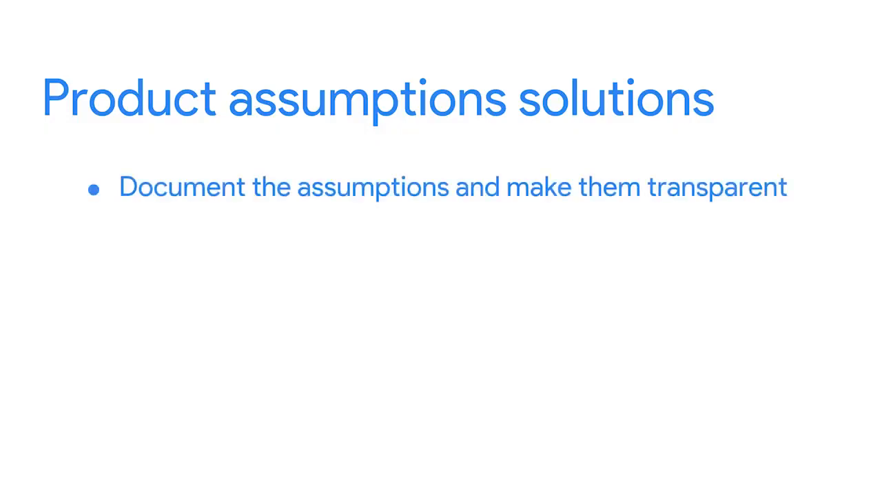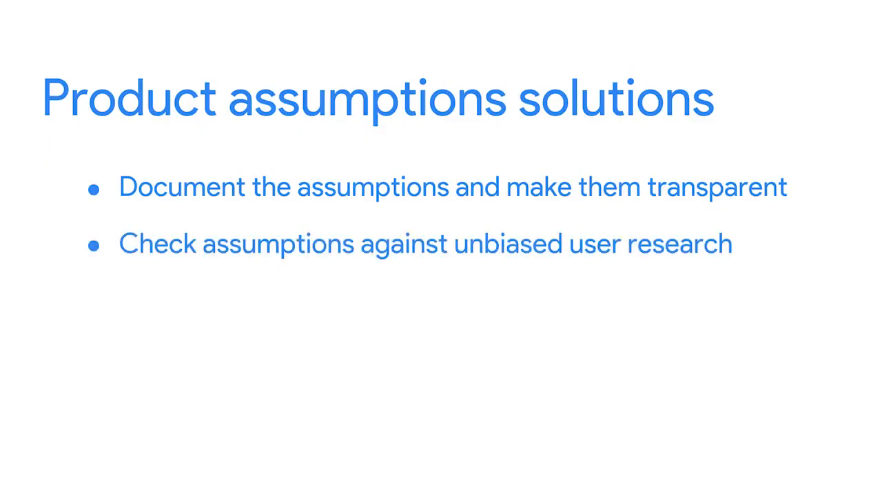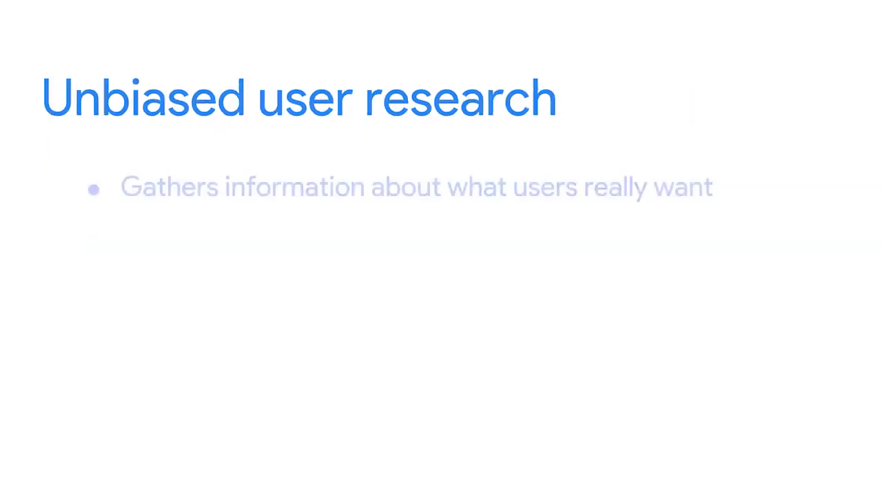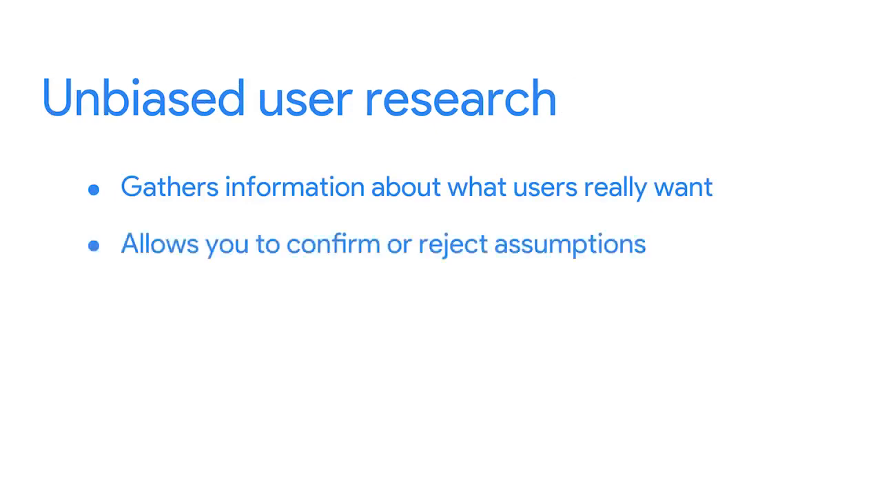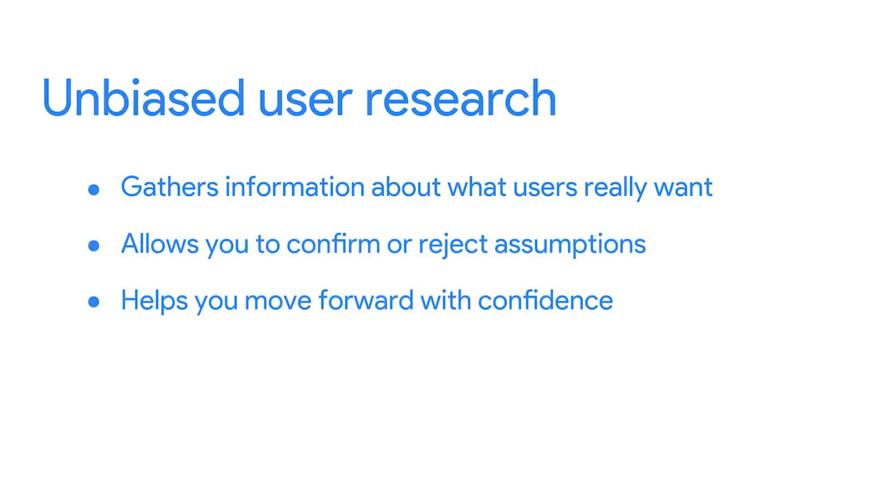As a way to deal with product assumption issues, document the assumptions and make them transparent. This allows you to discuss the assumptions as a team and either agree that they're safe assumptions to make or decide to question and double-check them. If you do decide to double-check them, you can use unbiased user research. Unbiased user research gathers information about what users really want. It allows you to confirm or reject assumptions and helps you move forward with confidence. User research could involve conducting surveys, running focus groups, or using other methods to collect objective data about your users.